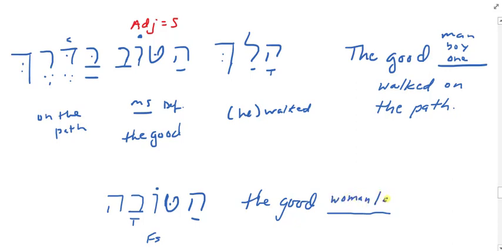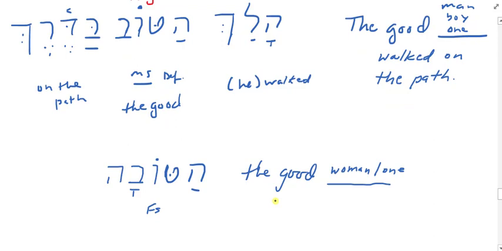Or I could also say the good one, just like hatov could refer to the good one, but the one I'm referring to is a feminine singular one. So you see how in Hebrew I can be a little bit more specific than I can in English, because in English the word good could refer to a man or a woman. But in Hebrew, I have to make a choice. It has to be either hatov or hatova for a good one man or a good one woman.